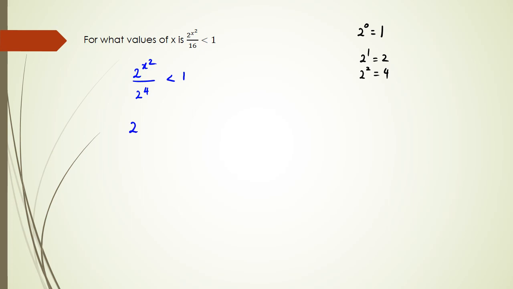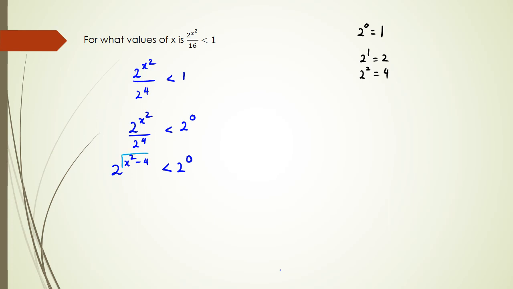Sorry guys, so where were we? Right, we had 2 to the power of x squared divided by 2 to the power of 4 is less than, now 1 can be written as 2 to the power of 0. Because we have two numbers with the same base and we're dividing, we can write this as 2 to the power of x squared minus 4 is less than 2 to the power of 0.